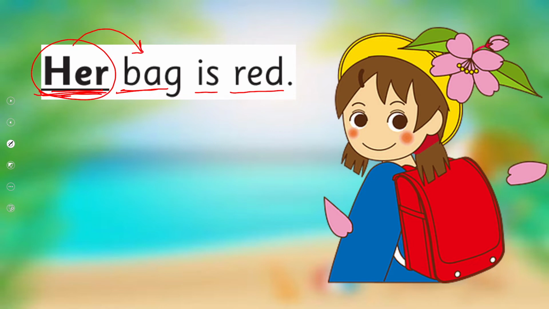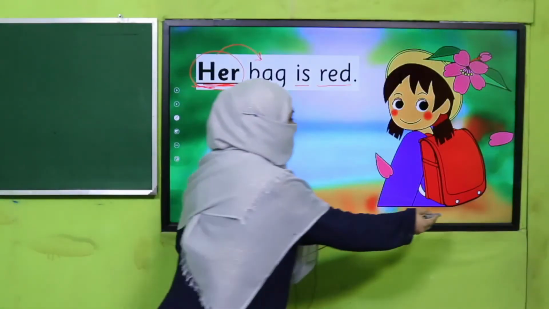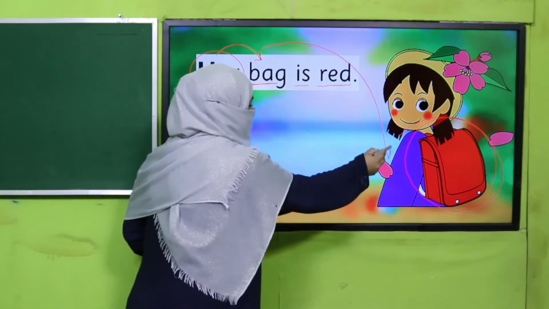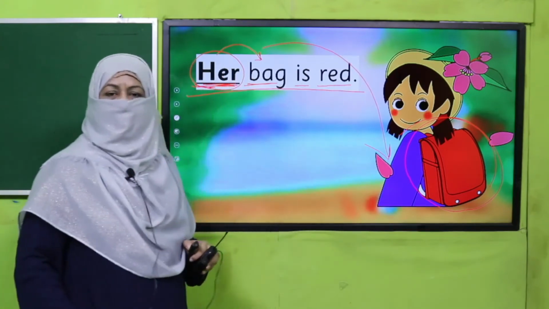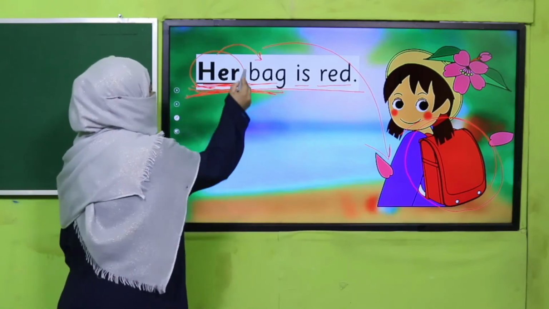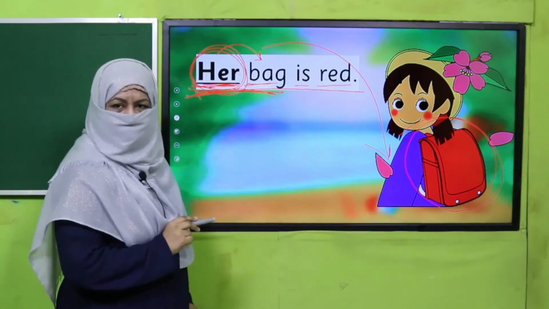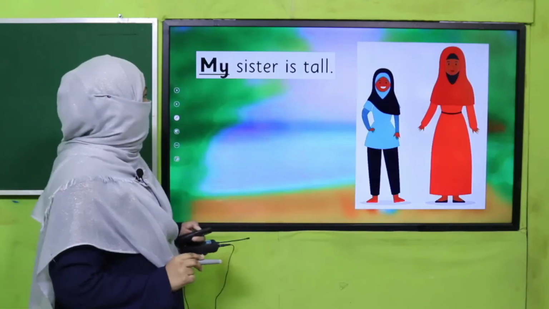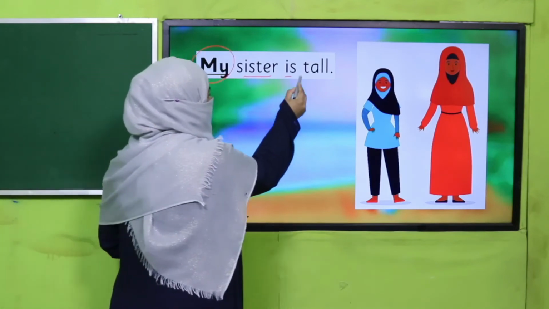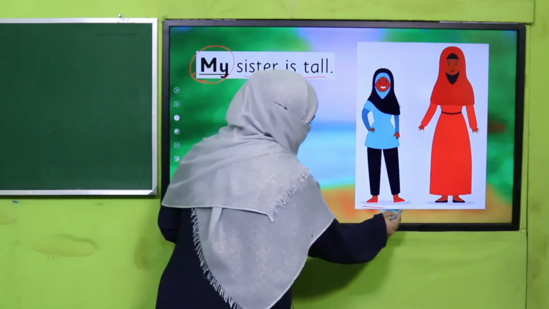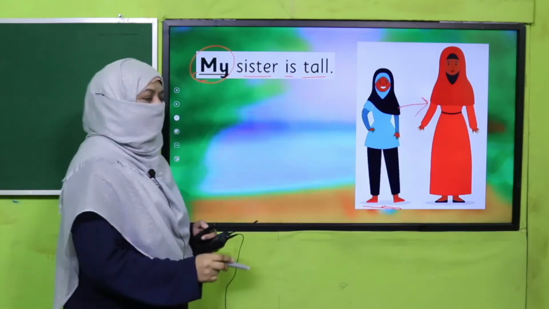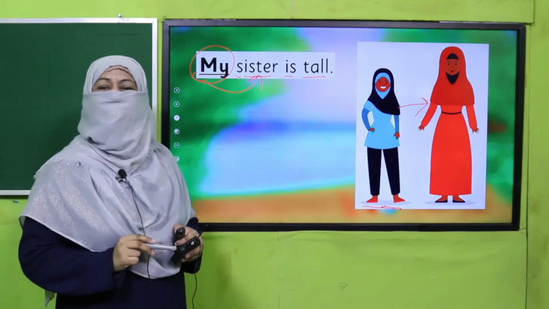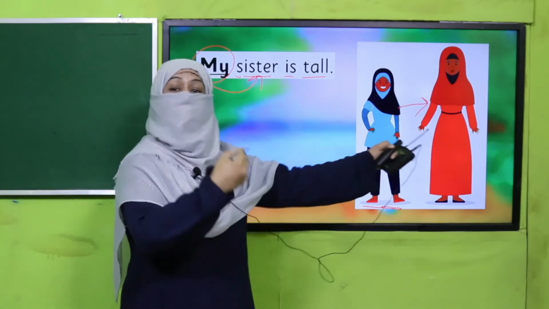So, what belongs to her? She is the owner of this red bag. Okay, so she has a red bag. Her bag is red. So this is a possessive adjective which is showing the ownership of this bag. Right? Okay, the next example is my sister is tall. She is saying my sister is tall. Now she is showing the possession of sister. This lady is my sister.